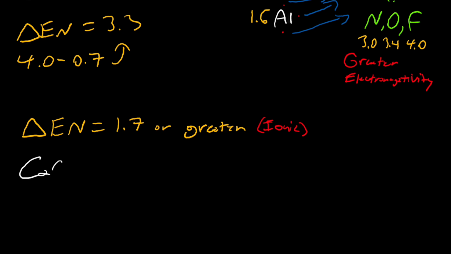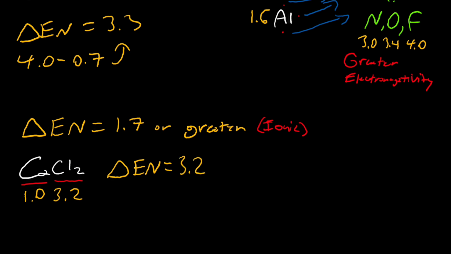Let's take calcium chloride for example, CaCl2. We know that this is an ionic compound because there's calcium, the metal, and 2 chlorines, the nonmetals. But we can confirm that this compound is ionic by finding the difference of electronegativity. On my periodic table, the electronegativity of chlorine is 3.2 and calcium is 1.0. The difference between the two electronegativities is 2.2, further proving that this is an ionic compound.